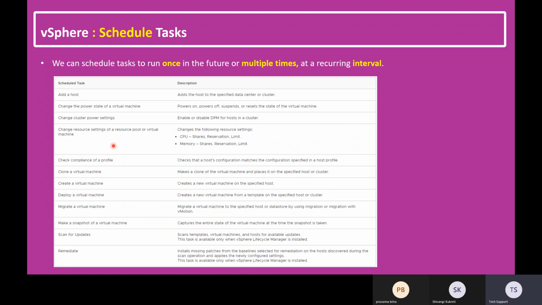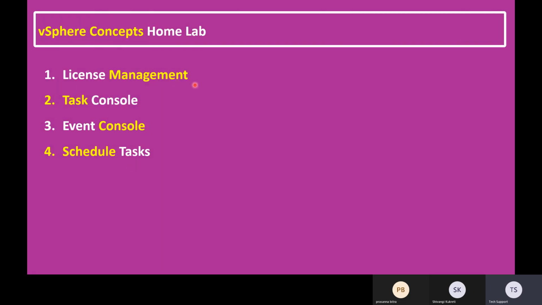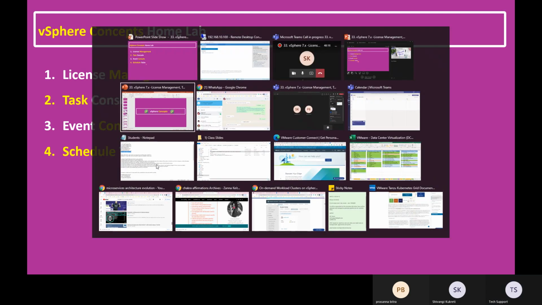Okay, so whatever we discussed, we are now going to verify in our home lab. In the home lab we will verify where we can see the license management, task console, event console, and scheduled tasks. So let's quickly log into our lab system. Okay, so log into our vCenter server.